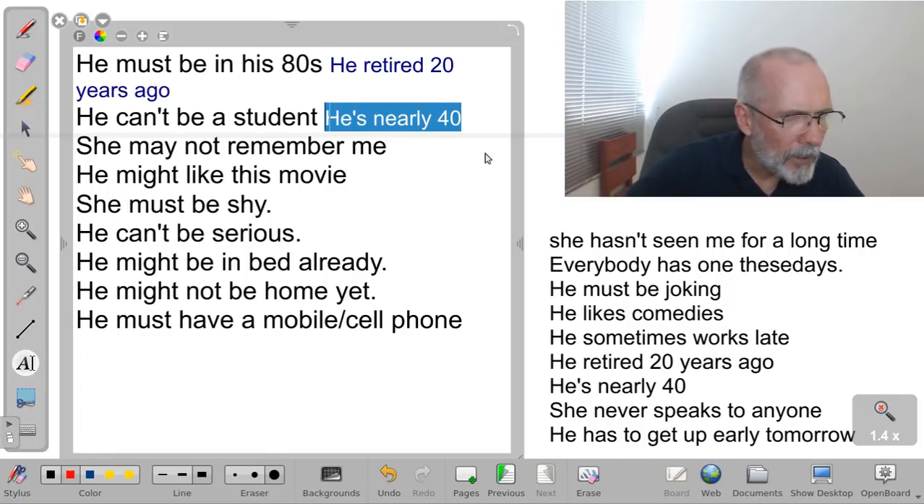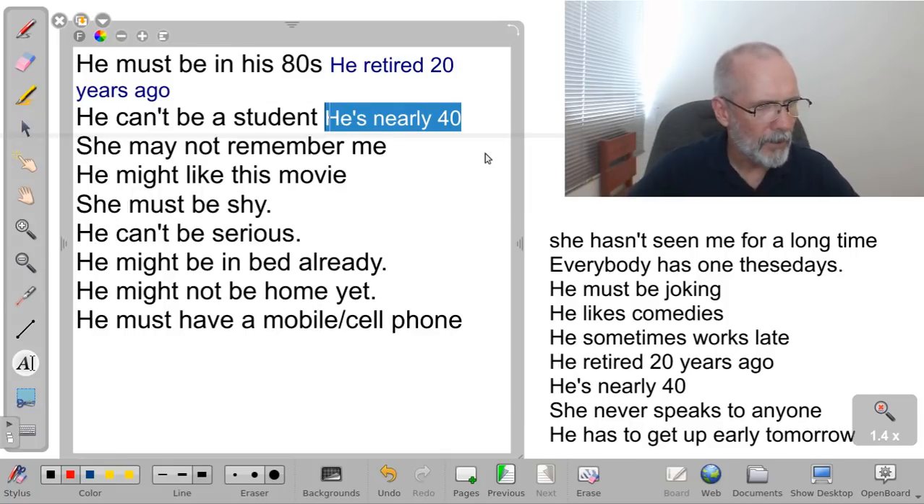What is happening? There's a person flooding the chat with messages. Goodbye.